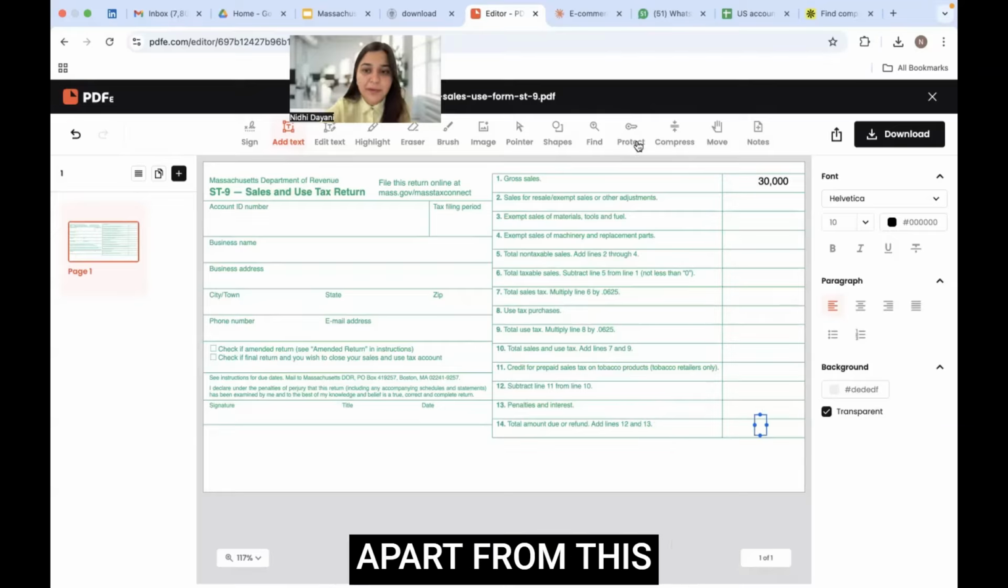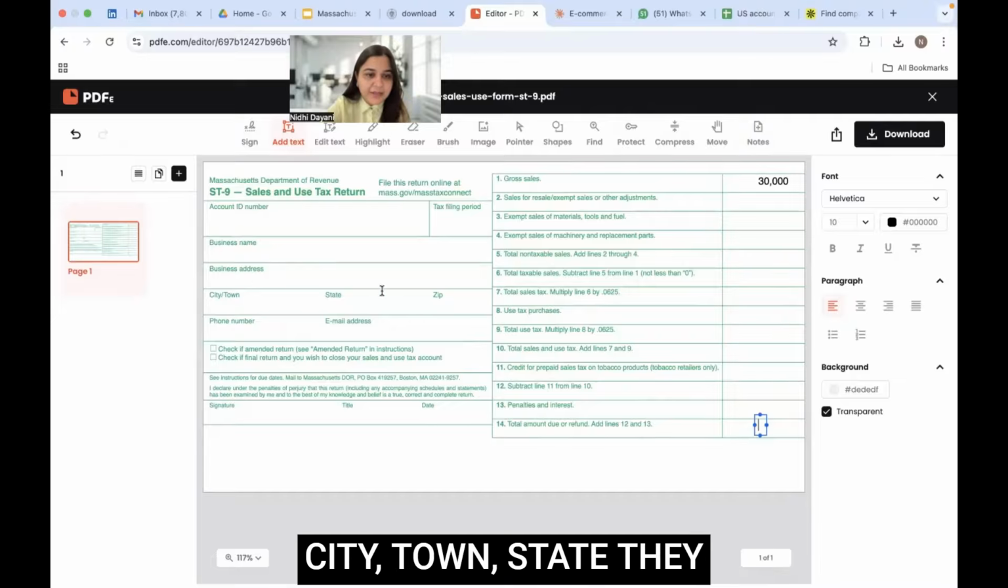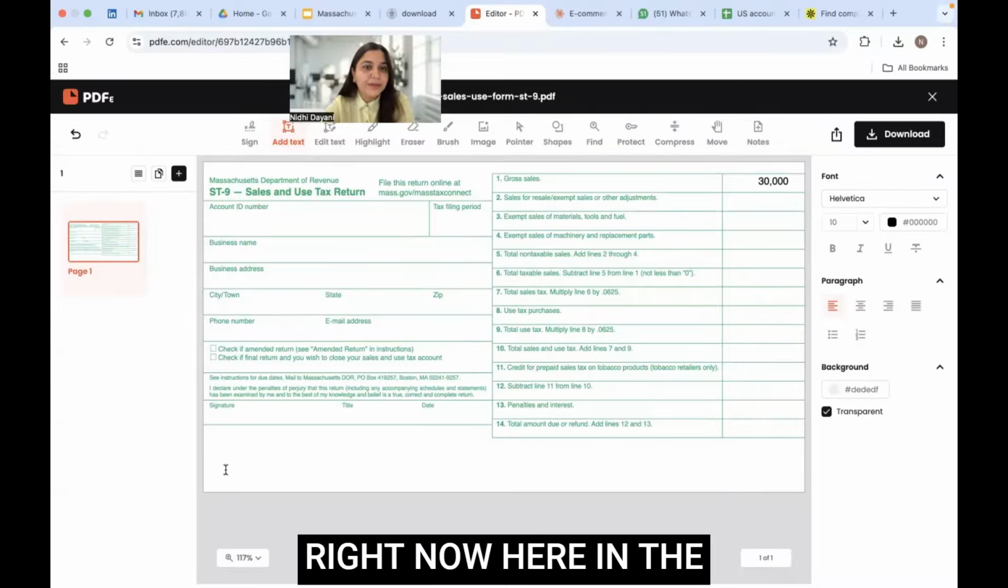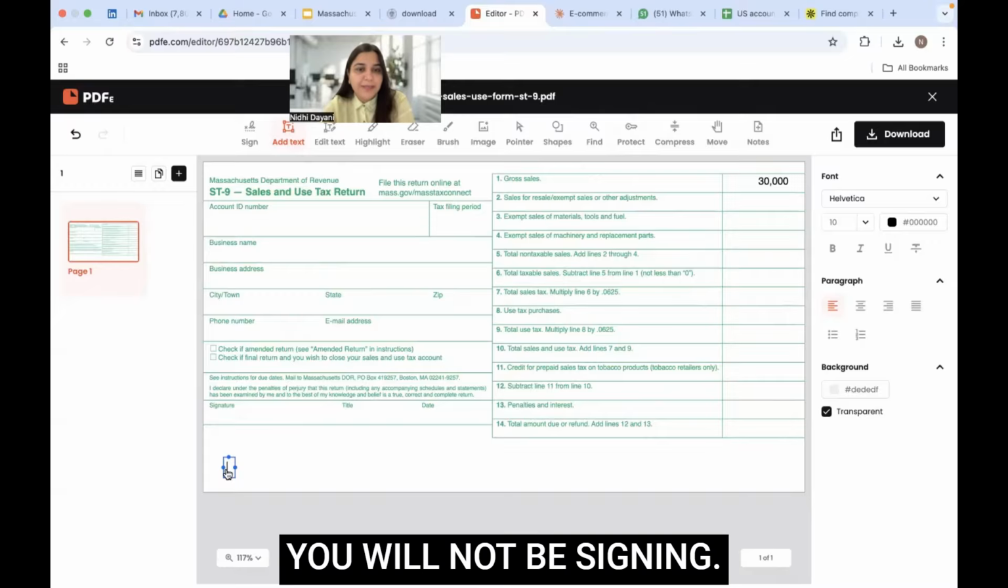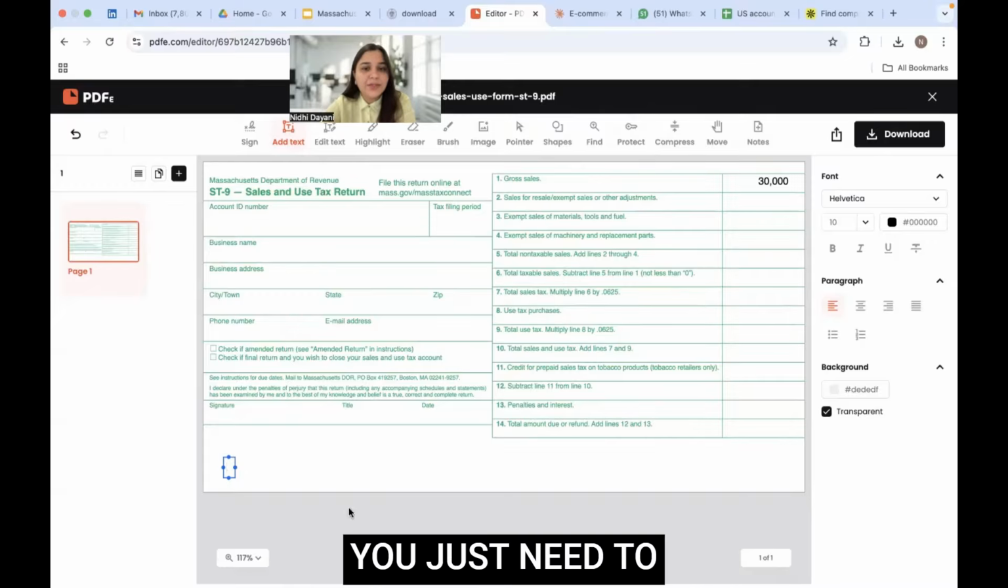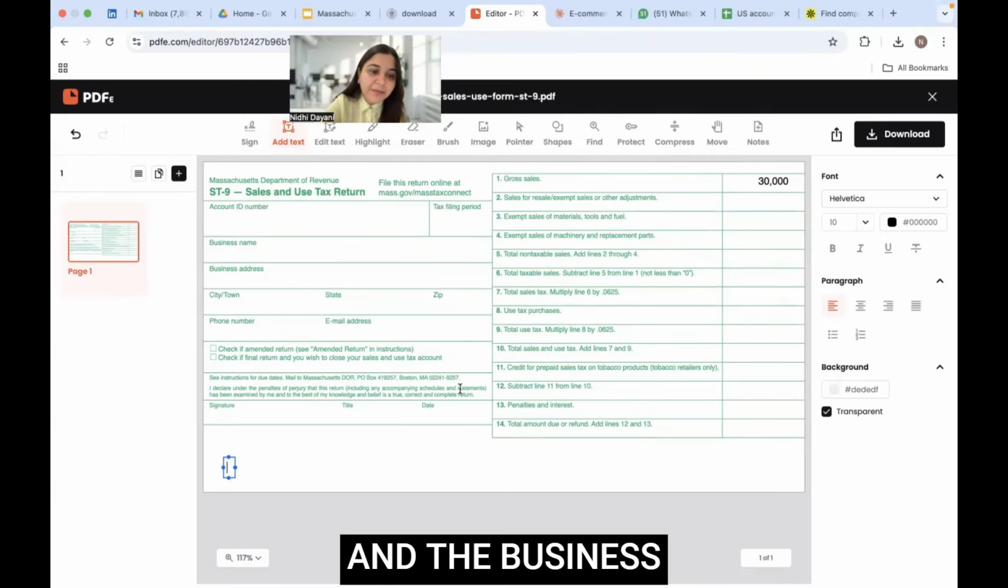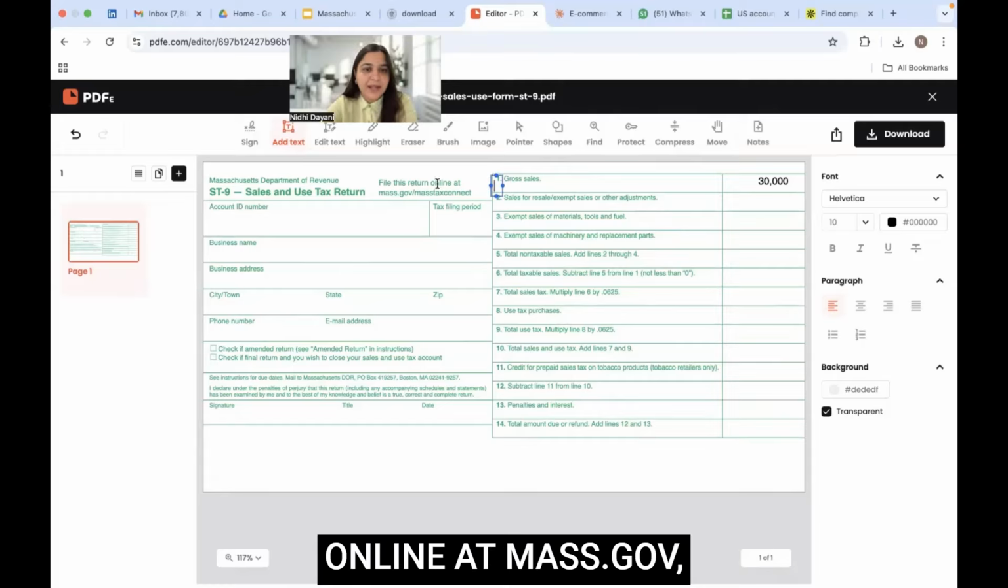Another thing that I want you to know apart from this calculation is that you need to put out the business name, the address of the business, whichever city, town, state they are in. And if you see, signature is present, right? Now, here in the signature section, you will not be signing. The business owner will be signing. You just need to fill out this, check out their monthly sales, check whether they have any exempt sales, and do the calculation for them. Once you do this, they will verify it and the business owner will sign it. Once this is done, you can go ahead and file this online at mass.gov, Mass Tax Connect.